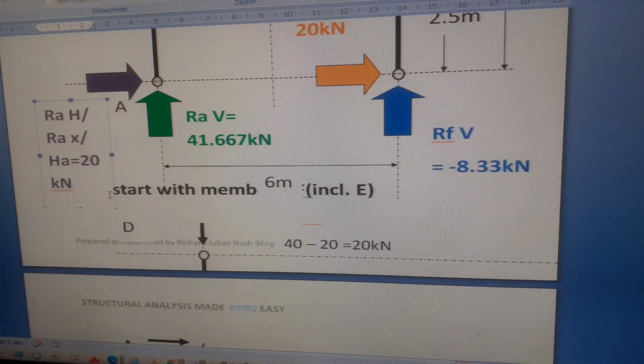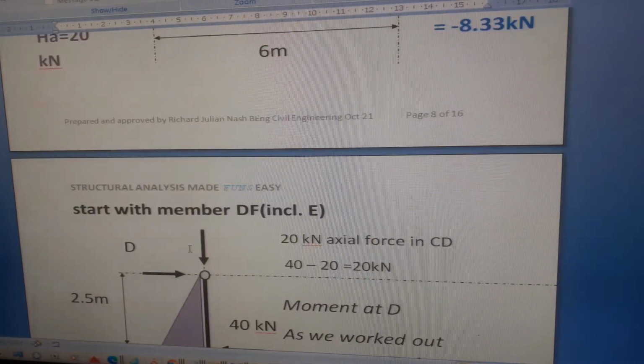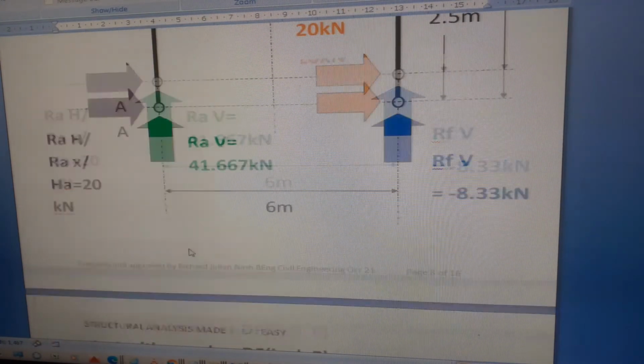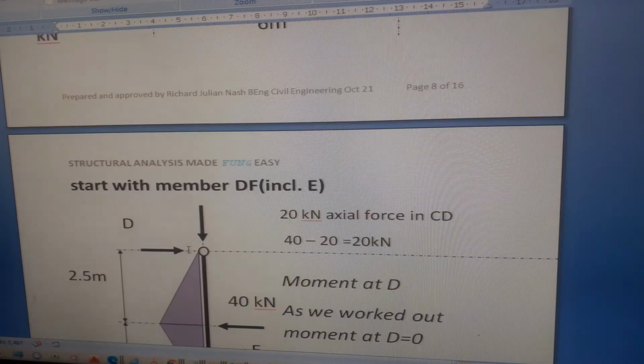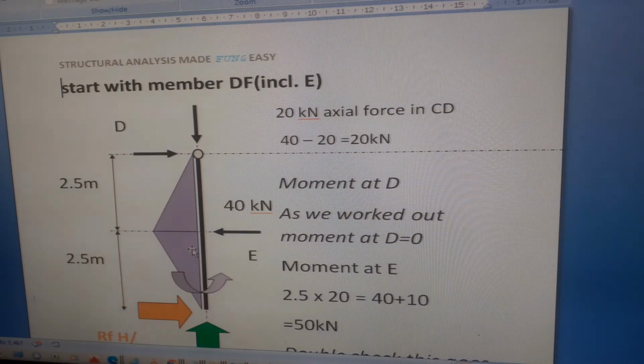So let's start with member DF, including point E. At D there's going to be a horizontal and a vertical force. We don't need them just yet, because if we take moments about D, we're finding the bending moment diagram. Let's start at the other end. Sorry, let's start with F.